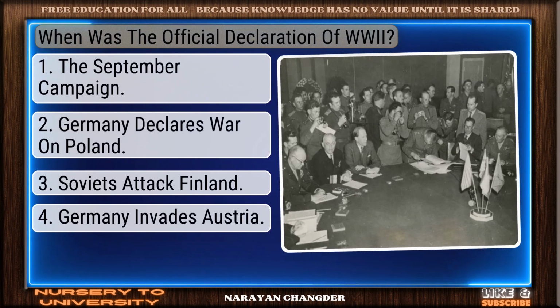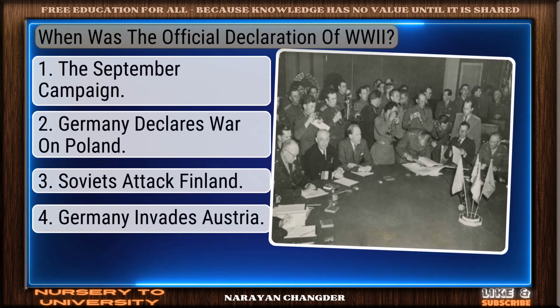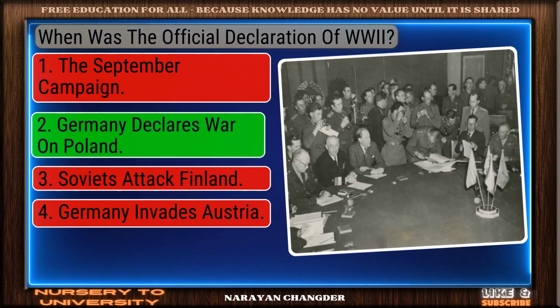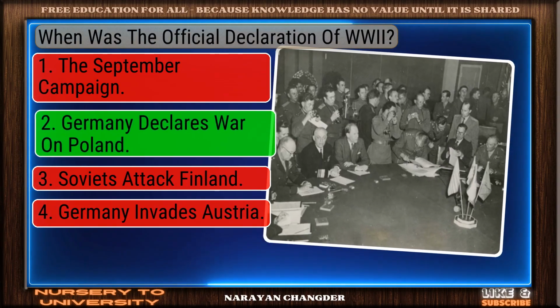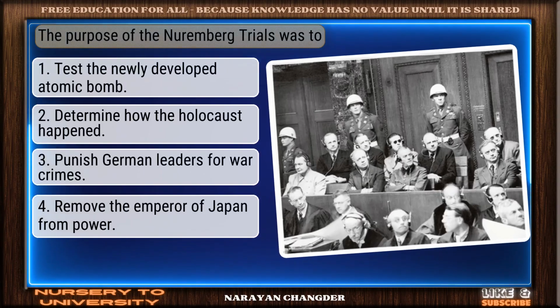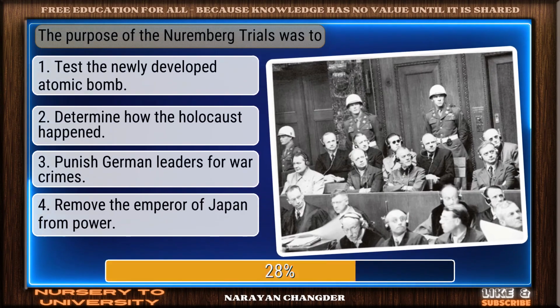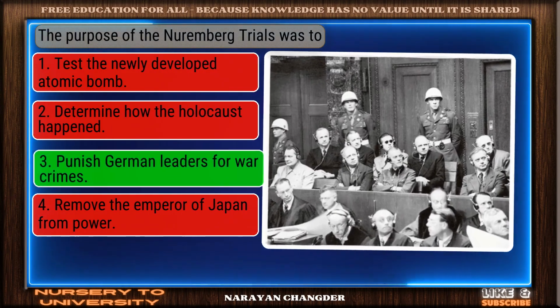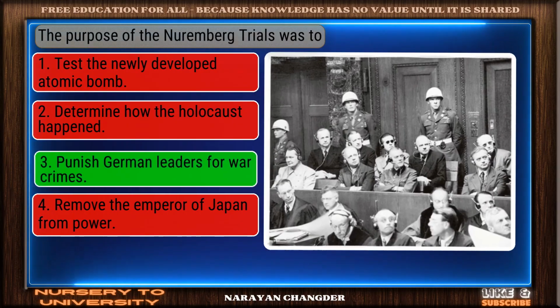When was the official declaration of war? Good thinking. Germany declares war on Poland is the right answer. The purpose of the Nuremberg trials was to... On track. Punish German leaders for war crimes is the correct answer.